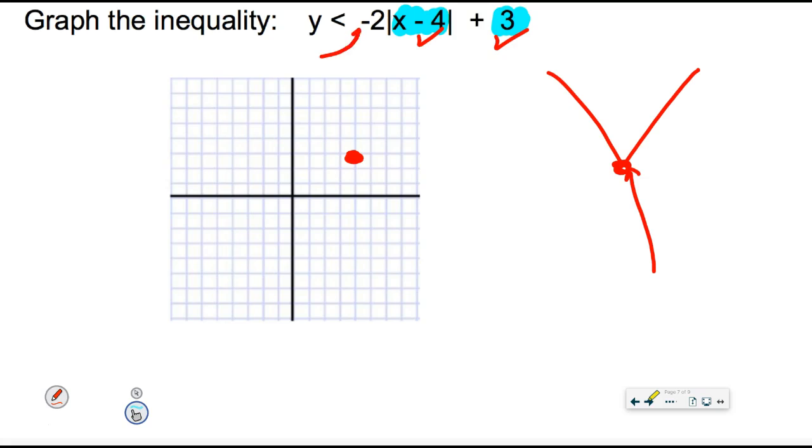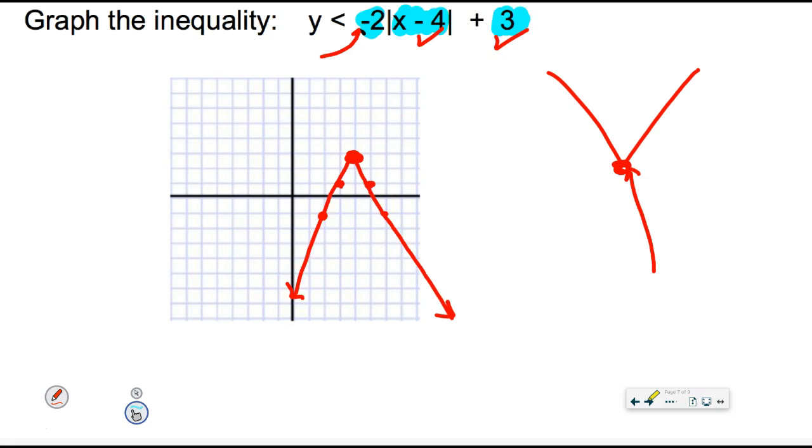What's the negative going to do to it? It's going to flip it. And remember, this -2 represents the slope. So from here, go down 2 over 1, down 2 over 1, back 1. It's symmetrical, right? So like that. Make a nice V.